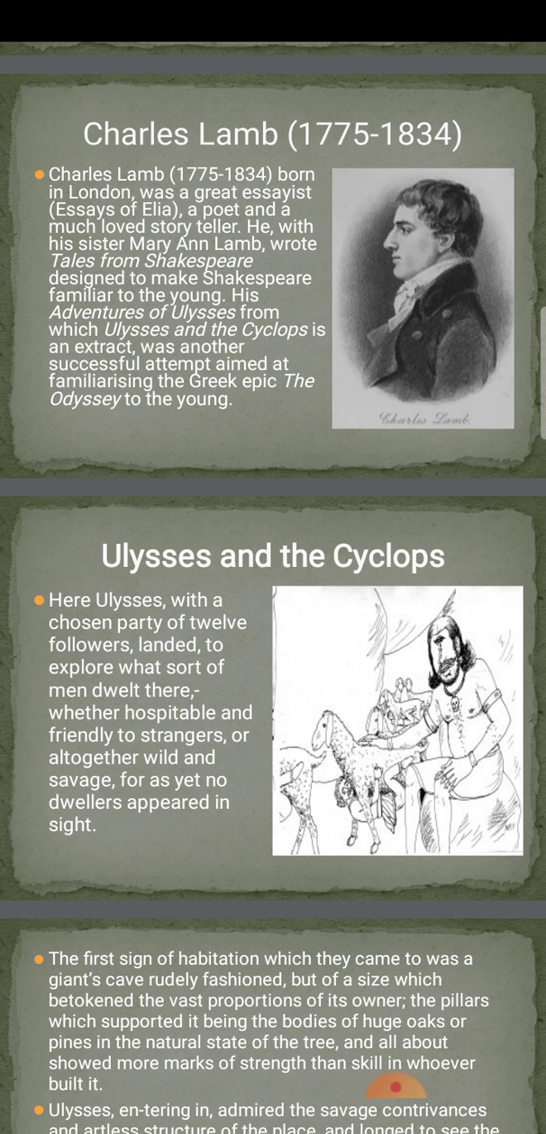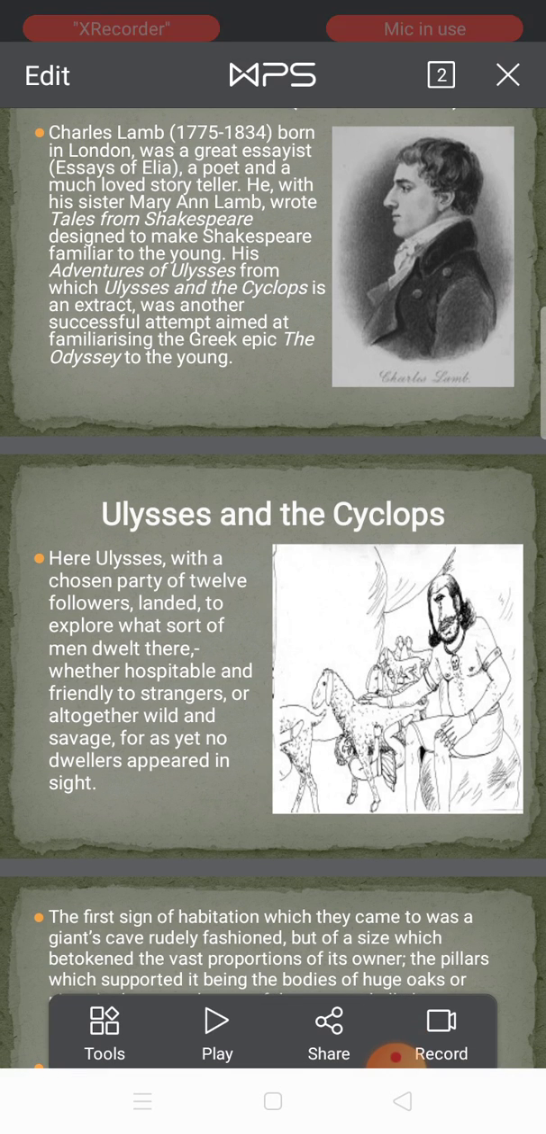Now I'll read out. You can understand. Here Ulysses, with a chosen party of 12 followers, landed to explore. Explore means discover what sort of men dwelt there. Dwelt means living there, whether hospitable, good people, and friendly to strangers, or altogether wild. Wild means cruel and savage. Savage means uncivilized.